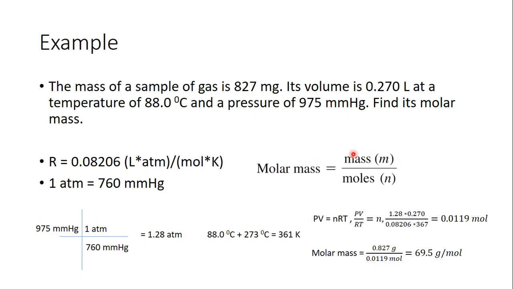Now I can solve for molar mass. So remember, molar mass is grams divided by moles. That's the units we're used to. So it's 0.827 grams. We don't want to put 827 milligrams there. We want to convert to grams. Divided by 0.0119 moles, and we get our molar mass as 95.5 grams per mole.